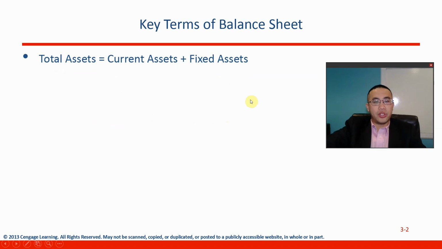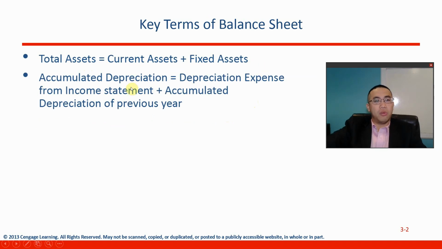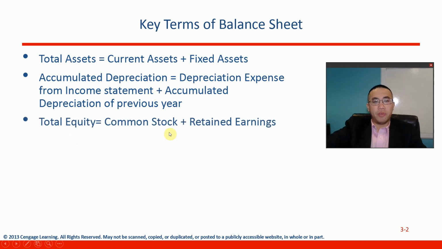And the key terms on the balance sheet: first of all, you need to know that total assets always equals current assets and fixed assets together. And accumulated depreciation is the depreciation expense from the income statement, plus the accumulated depreciation of the previous year. So that's why it's called accumulated. And total equity could be divided into preferred equity and common equity. For simplicity, let me just skip preferred equity. So for common equity, it would be common stock plus retained earnings.